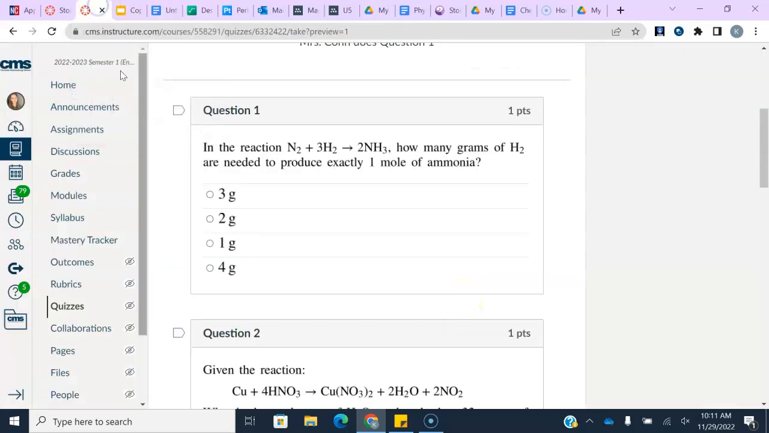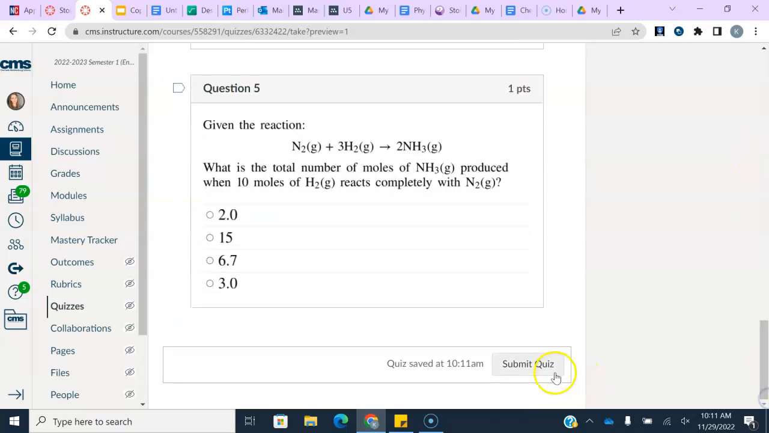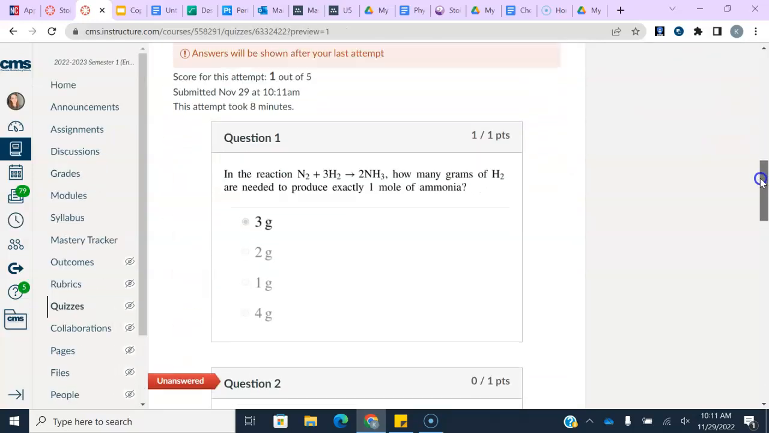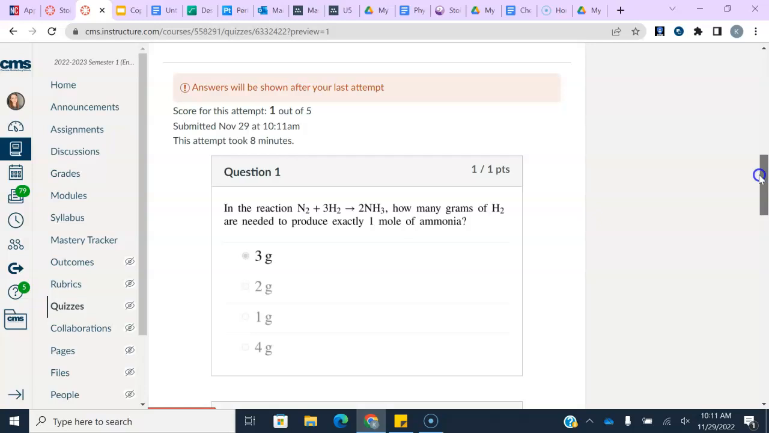If we go back into our assignment, it rounds it. 3.024 is just going to round to 3 grams. So 3 grams of hydrogen gas are needed to produce 1 mole of ammonia. Okay, and let's submit it just to make sure we're right. And that is correct because it is not flagged. So we did that one right.